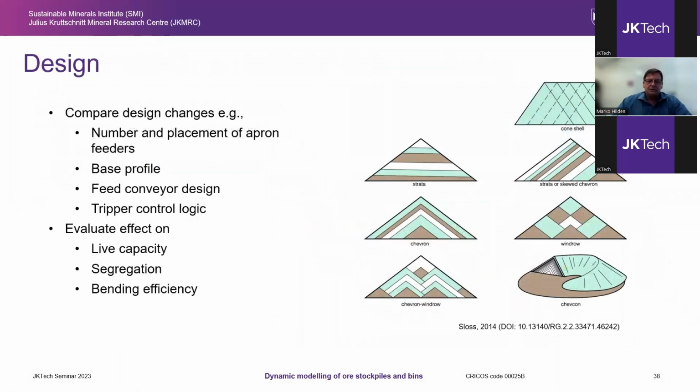The stockpile model could also have application in aspects of stockpile design. For example, we could compare designs with different apron feeder placements, base profiles, feed conveyor designs, tripper control logic, and so on, and predict its effect on live capacity, segregation, blending efficiency, and so on.